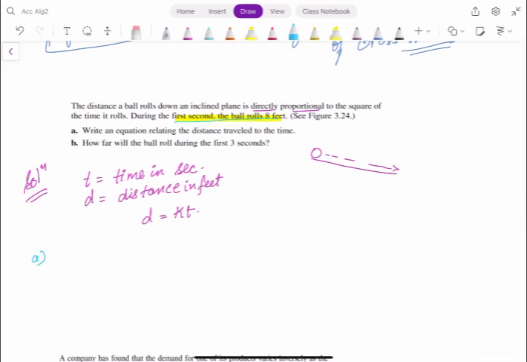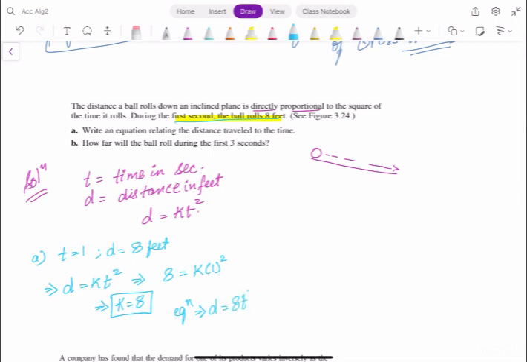Now let's solve the first problem. It says write an equation relating the distance traveled to the time. So we have t = 1 in this case, and the distance is 8 feet, because it says during the first second the ball rolls 8 feet. Now we will write our equation: d = kt squared, and let's plug everything back. d is 8, t is 1, that will give you k as 8. So I can write the equation: d = 8t squared.